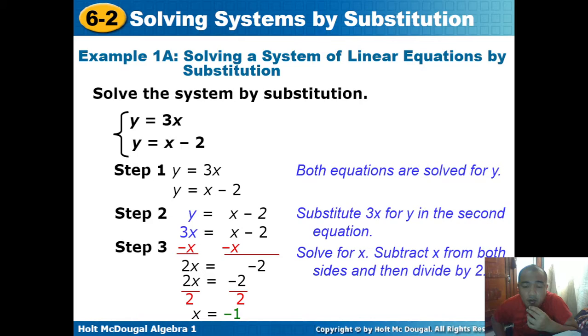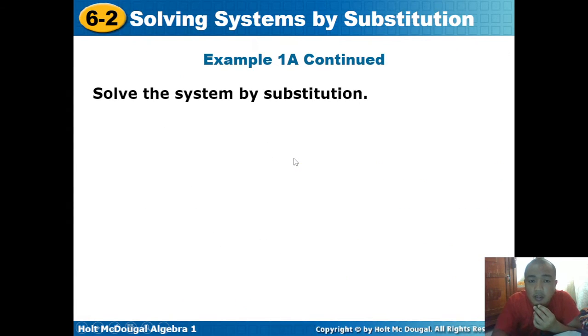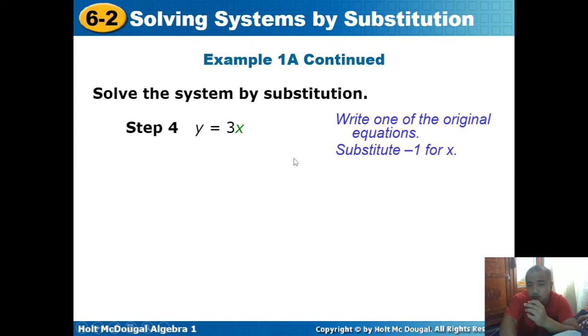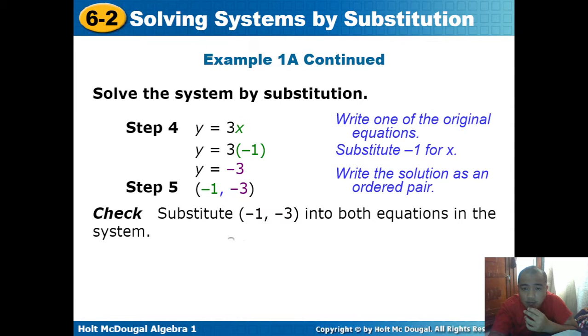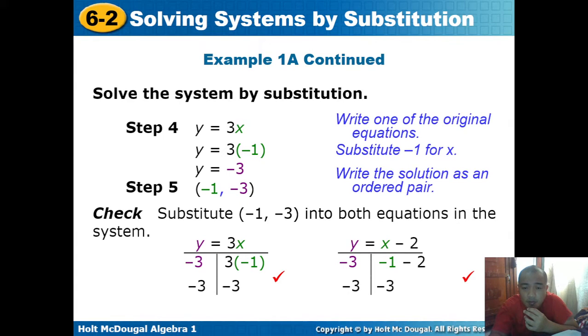And to solve for y, you can now use either of these two equations. Pwedeng ito, 3 times negative 1, negative 3. Or pwede rin ito, negative 1 minus 2, negative 3. So y equals negative 3. Yun. So therefore, what is the solution? Negative 1, negative 3. Then check. For y equals 3x, that's correct. Negative 3 equals negative 3. For y equals x minus 2, negative 3 equals negative 3.